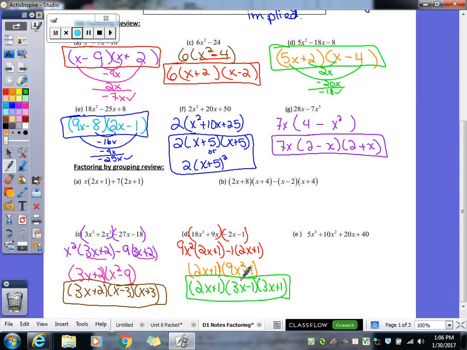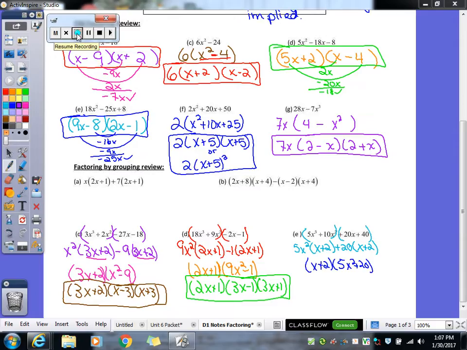So let's have you try letter E. So I got x plus 2 times 5x squared plus 20. Can we factor 5x squared plus 20 again? Yeah. How are we going to factor that? GCF. What's the number I can pull out of there? 5. So 5 times x plus 2 times x squared plus 4. And that's our final answer.